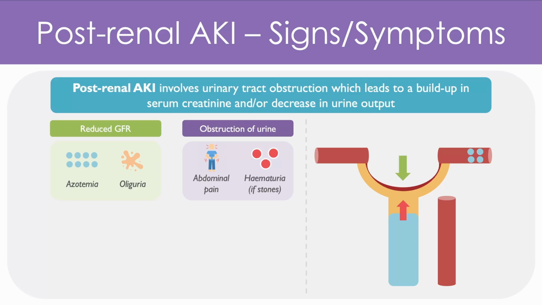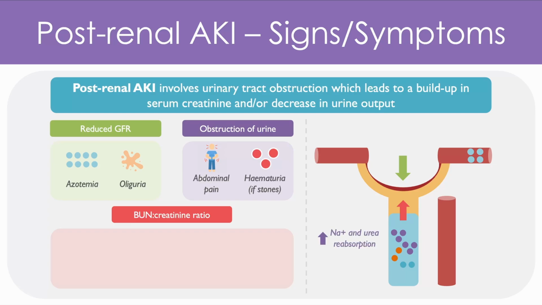Another useful value to look at is the blood urea nitrogen to creatinine ratio, and to understand this we can return to our diagram again. What happens in the early stages of a post-renal AKI is that the high fluid pressure actually forces molecules of urea and sodium to move from the filtrate back into the blood. Importantly, creatinine is not reabsorbed back in this process, because that's one of the characteristic features of creatinine. It's freely filtered and not reabsorbed.